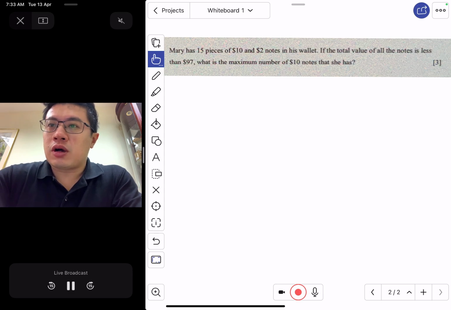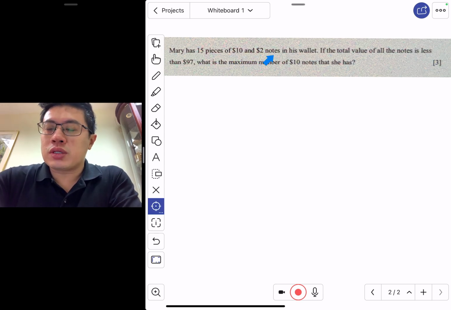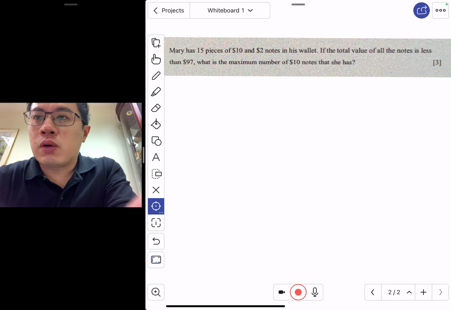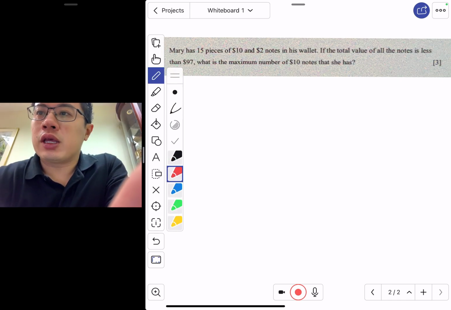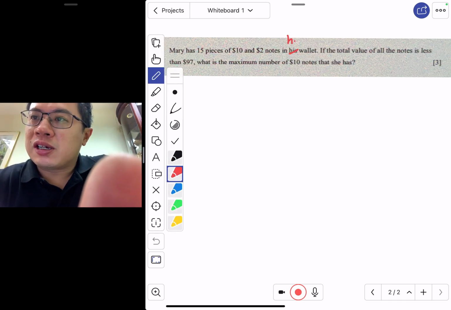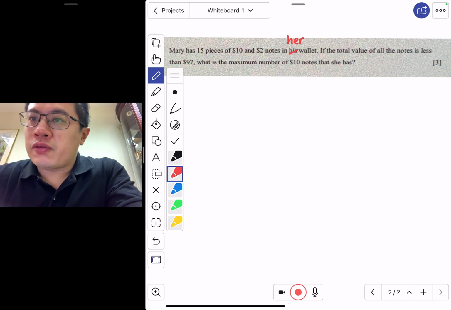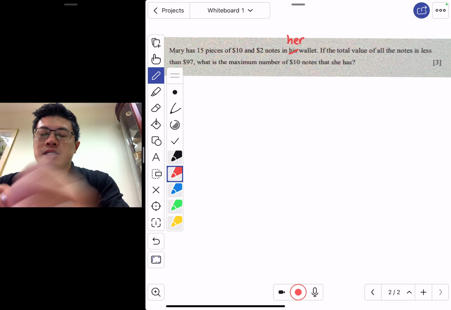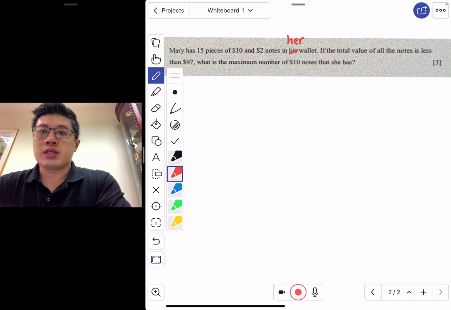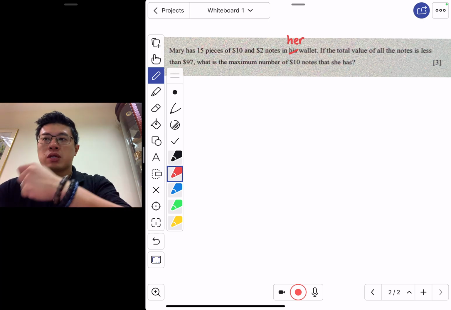15 pieces of $10 and $2 notes in her wallet. Okay, yeah, so Mary's a girl. So if the total value of all the notes is less than $97, what is the maximum number of $10 notes that she has?